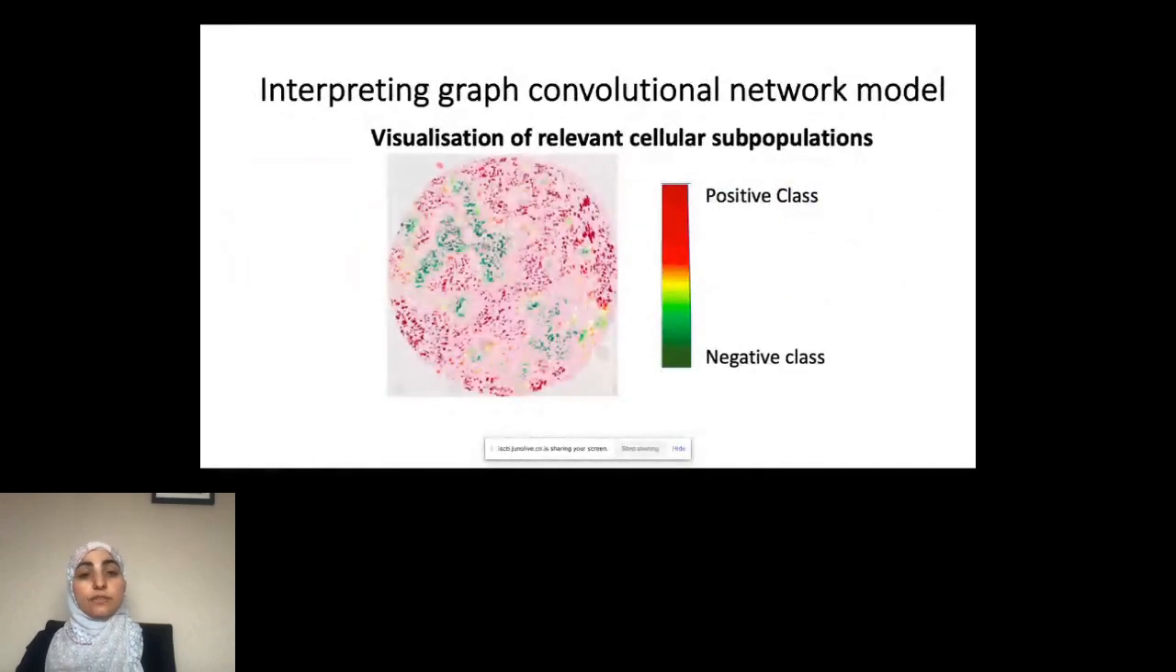Another attractive aspect about using graph neural networks is that we can go back and look at how different cells in the image contributed to the scores. For each cell, we can assign it a score, whether it's associated with a positive class or high survival or low survival. And this can give us more information about the interactions or the cellular subpopulations that can contribute ultimately to the outcome we are interested in.